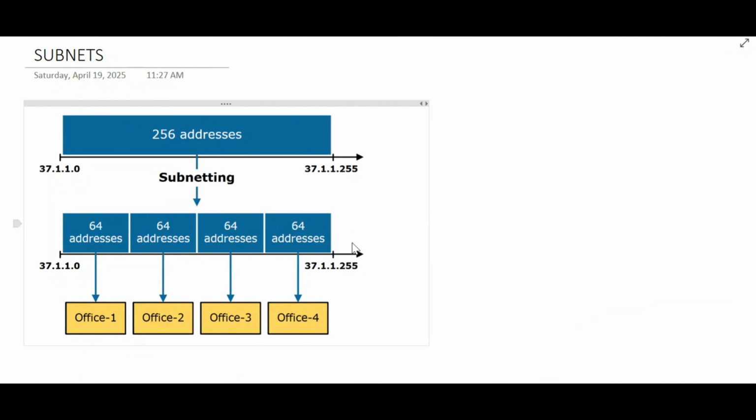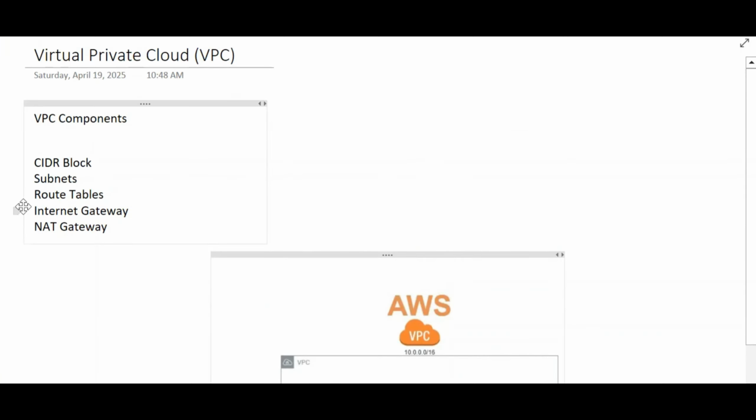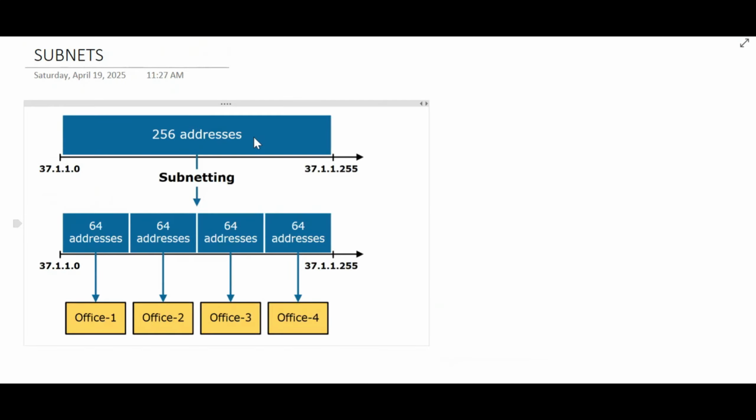Now, secondly, we'll be talking about the subnet. So I said from the previous video, the VPC is divided into different components. We have the CIDR blocks, we have the subnets, we have the route tables, internet gateway, that's the gateways. So in this section, we're going to be talking about the subnets.